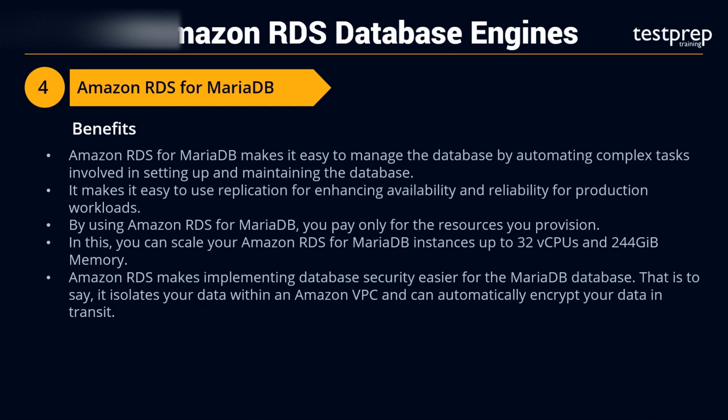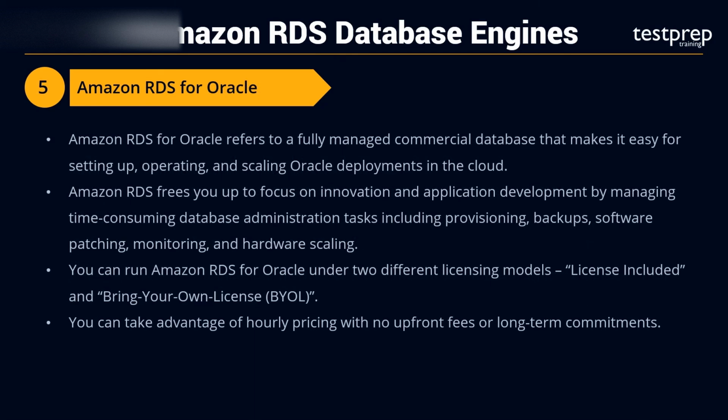5. Amazon RDS for Oracle. Amazon RDS for Oracle is a fully managed commercial database that makes it easy to set up, operate, and scale Oracle deployments in the cloud. Amazon RDS frees you up to focus on innovation and application development by managing time-consuming database administration tasks including provisioning, backups, software patching, monitoring, and hardware scaling. You can run Amazon RDS for Oracle under 2 different licensing models, license included and bring your own license. You can take advantage of hourly pricing with no upfront fees or long-term commitments.